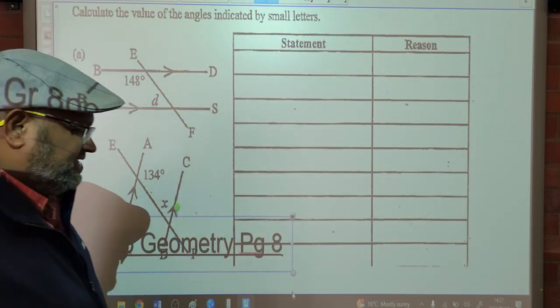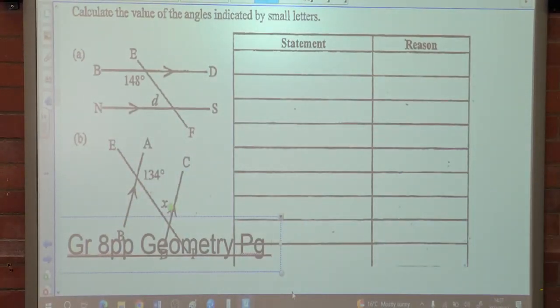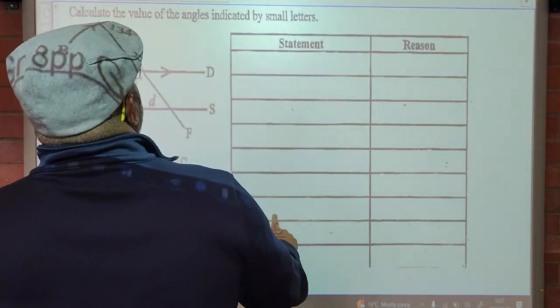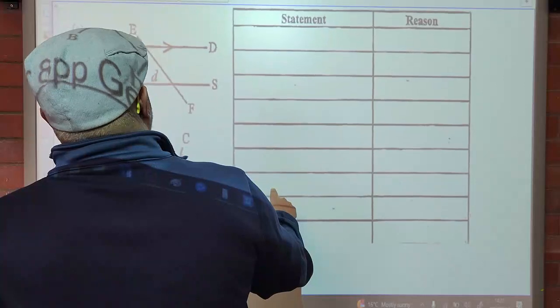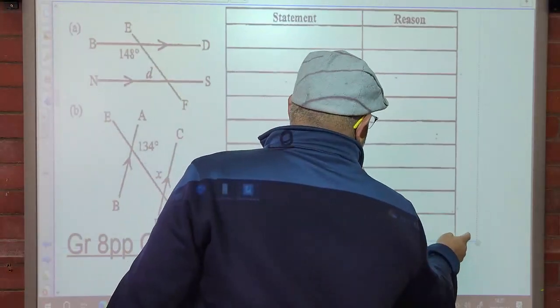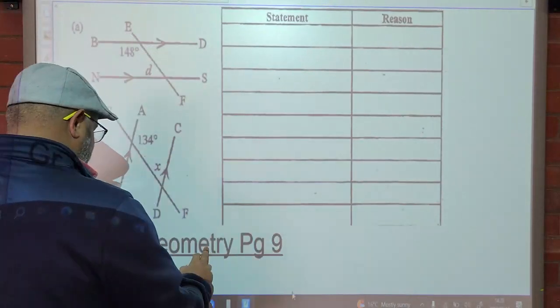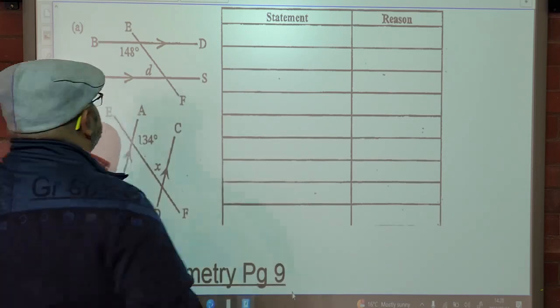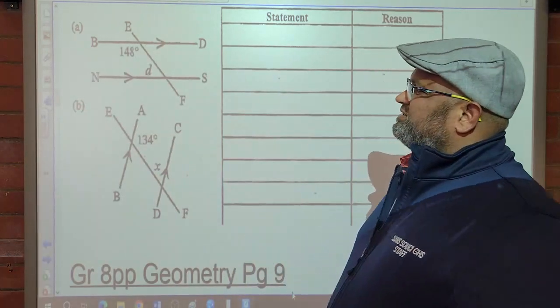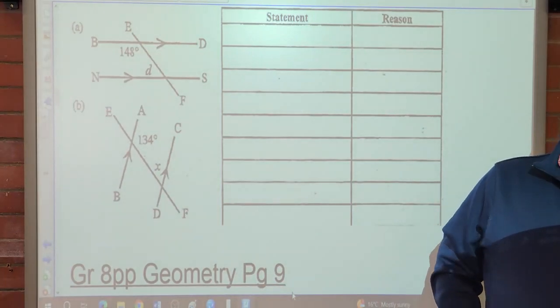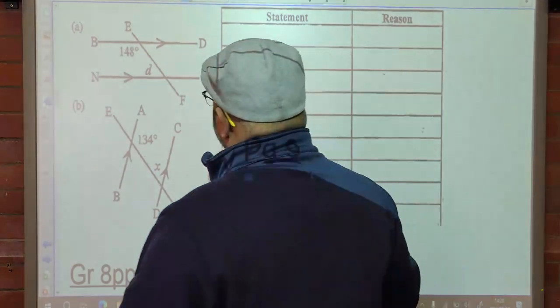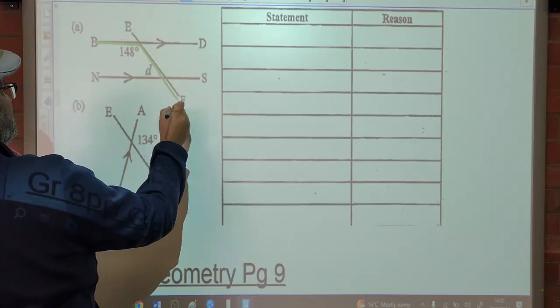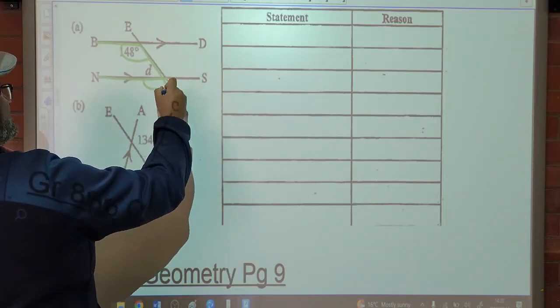Right, now we're at page 9. Not so? Page 9. Calculate the value of the angles indicated by the small letters. Right. So how are we going to calculate D? So must start with D. Corresponding, she says. The corresponding is the F. That angle is equal to that angle.